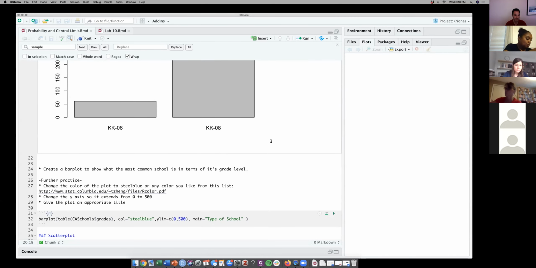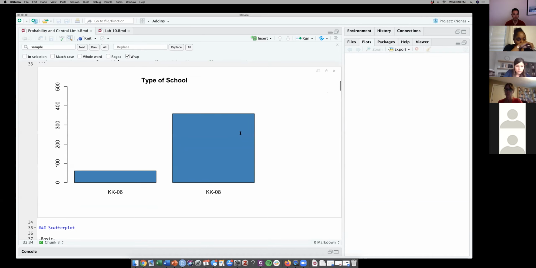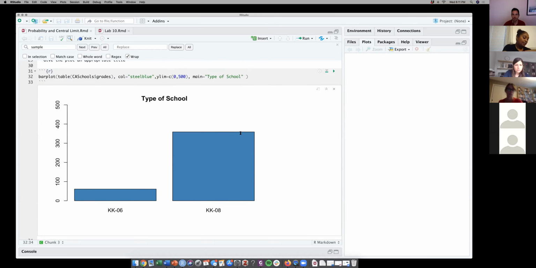And then for further practice, I said you could change the color, change the length of the y-axis so that it goes up to 500 and give it an appropriate title. And so I add col equals steelblue, ylim equals c(0, 500), and main equals type of school. And this is what that looks like. Any questions on the bar plot?